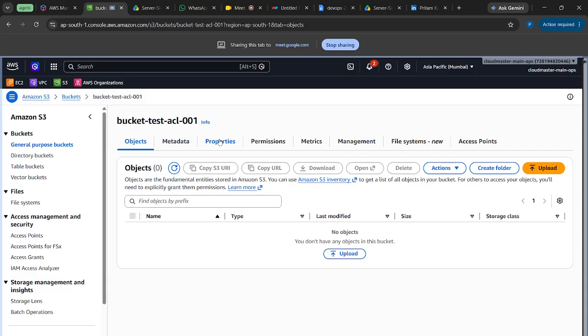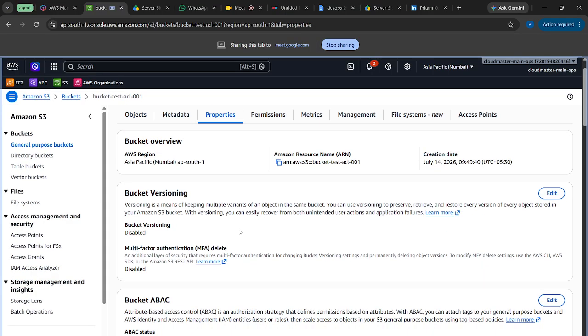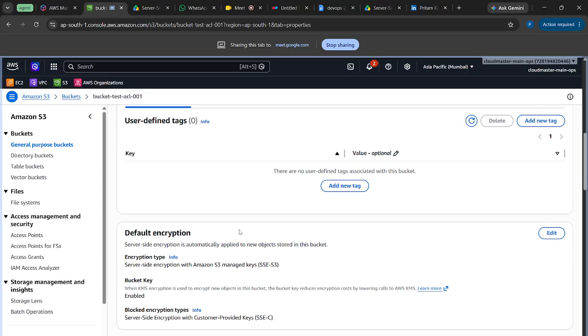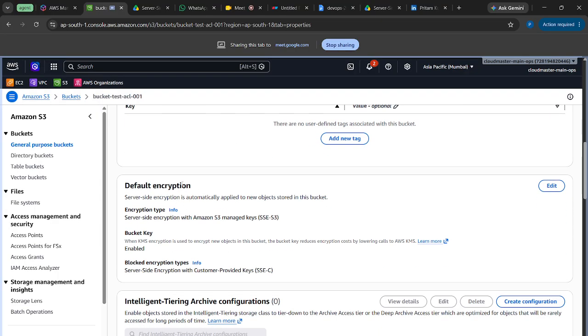So whenever you get into any bucket, to find that option, you have to get into the bucket, because that feature is bucket specific. Once you get into the bucket, you have to move into the Properties section. Once you are there, scroll down and you can see there is an encryption tab, where it says default encryption.